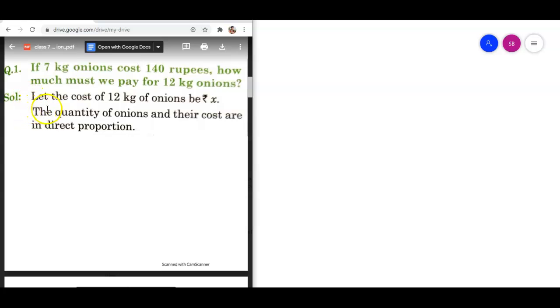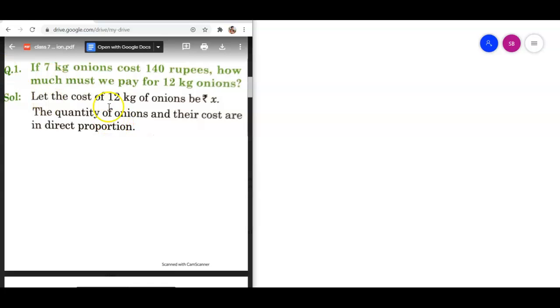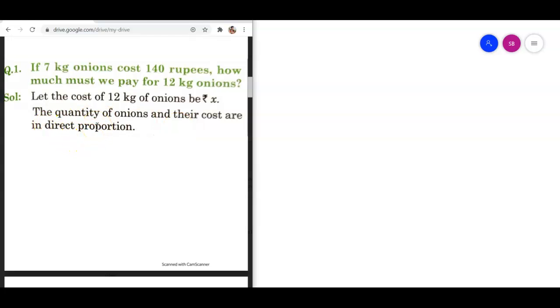So our first statement is, let the cost of 12 kg of onions be rupees X. You can take X, Y, Z, any alphabet which you wish. And the second one is, the quantity of onions and their cost are in direct proportion. This is a compulsory statement. Okay, so now we shall solve it.